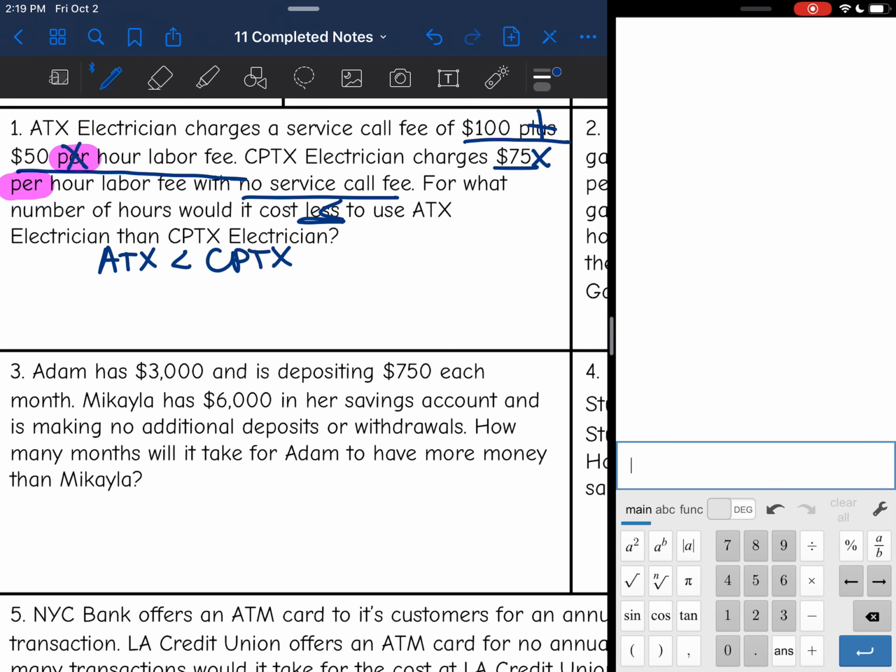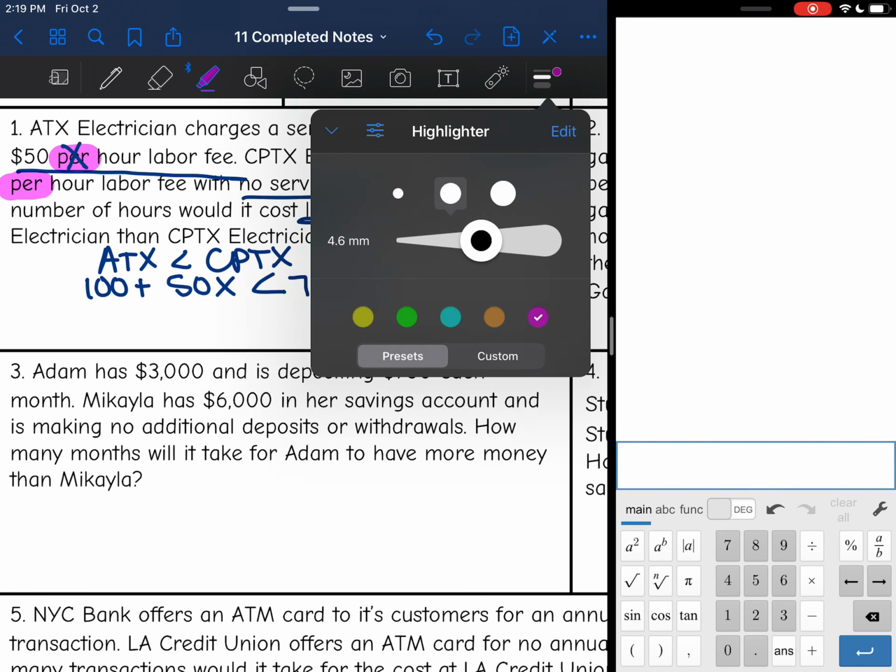And now I'm going to write the math symbols for both of these things with the less than sign in between them. So here's where they talked about ATX electrician. It says that they had a service call fee of $100 plus $50 per hour. So it's 100 plus 50x. That was ATX. I want to know when they are less than CPTX. CPTX was $75 per hour with no fee added, so it was just 75x. And there is our inequality.